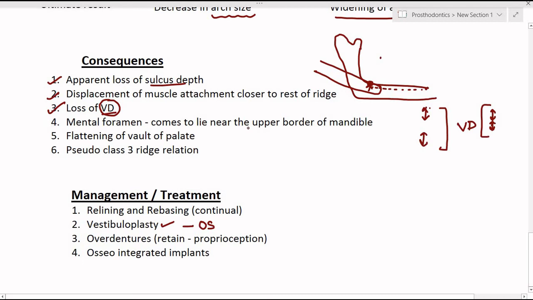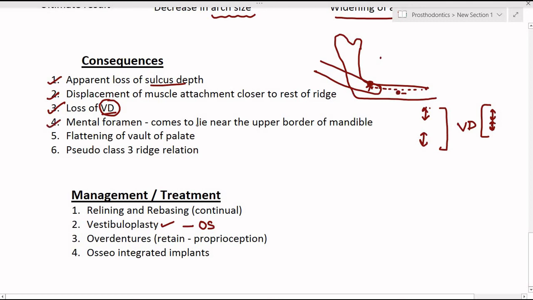Next, the mental foramen is going to lie near the upper border of the mandible. The mental foramen didn't move, right? It was still here. Initially it was in the middle. As and when the level started decreasing, it apparently came near the upper border of the mandible.